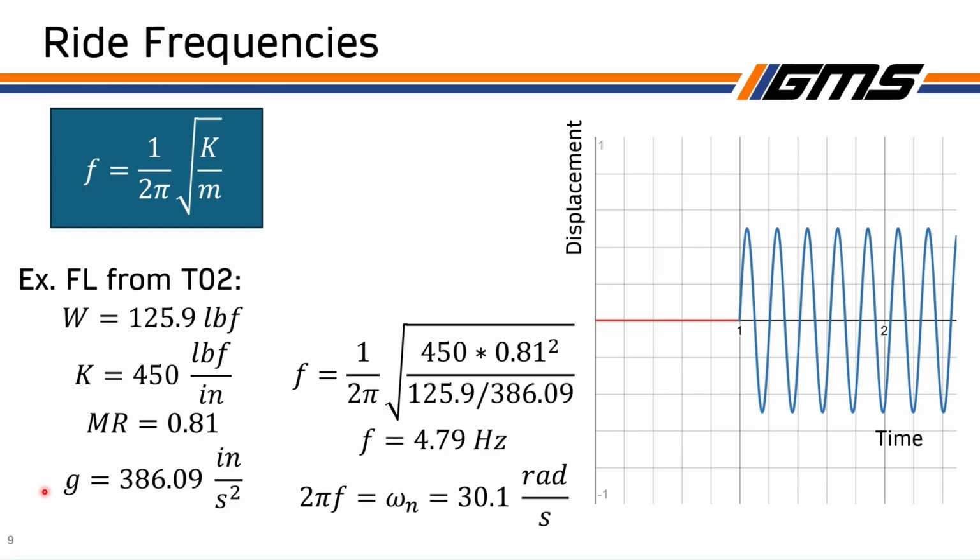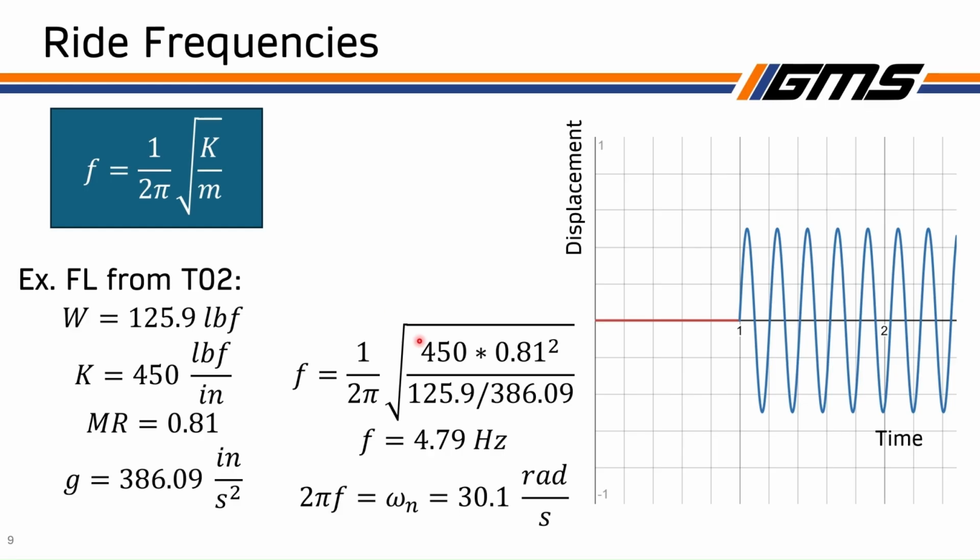And gravity, if you have never seen gravity measured in inches per second squared, this is probably pretty jarring, but gravity measured in inches per second squared is 386.09. The reason that I have gravity here is because our corner weight was measured in pound force, and you can see from this equation that we actually want it to be in units of mass.